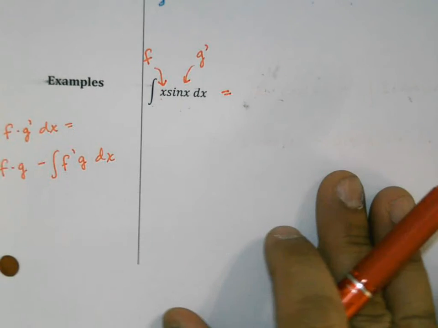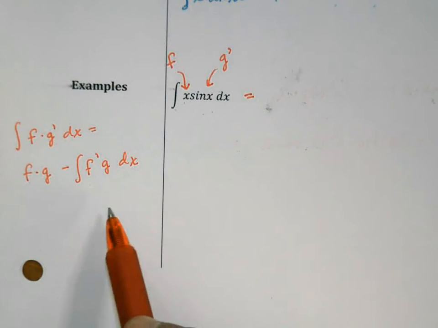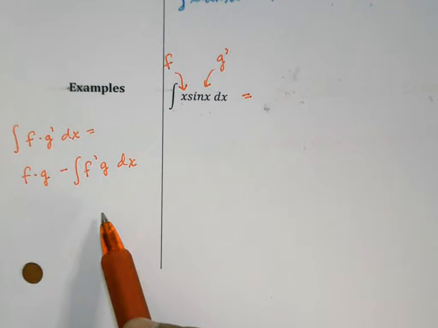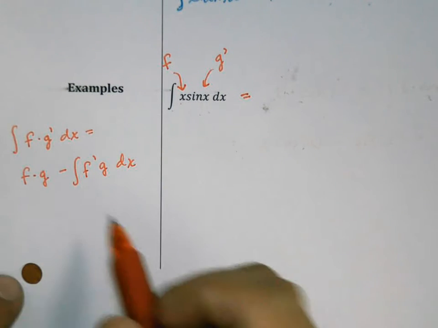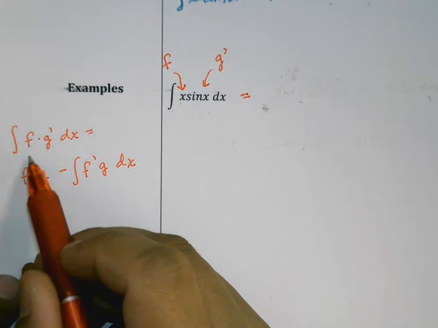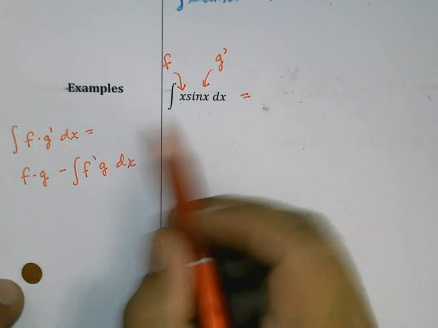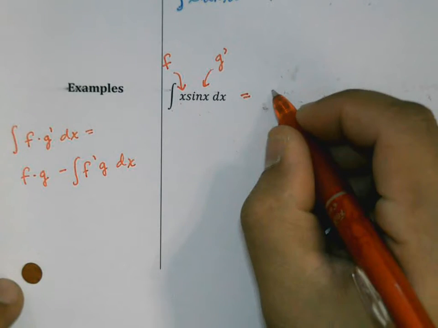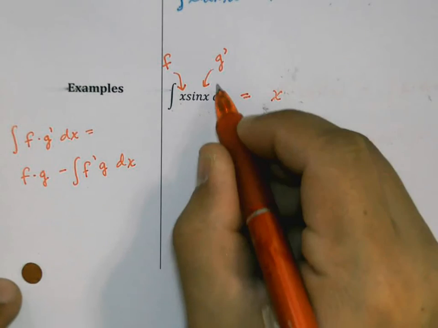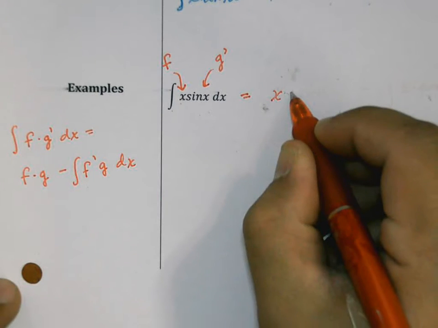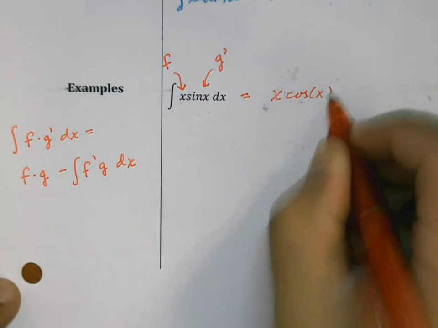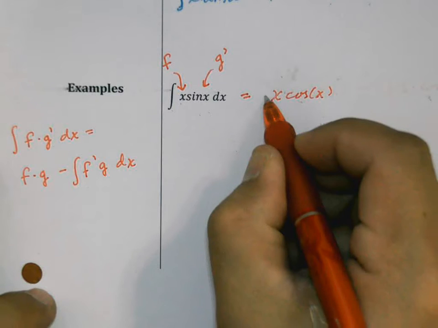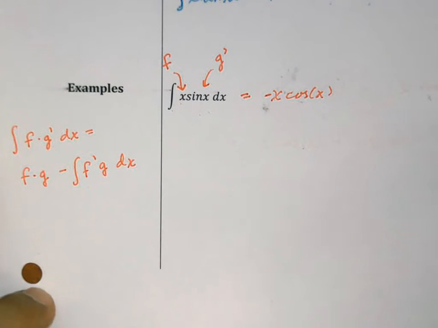And then I've written down here the rule for integration by parts, and this is really just the reverse of the product rule for derivatives. So the antiderivative of f times g prime, which is what we have here, is equal to f times g. So f here is x. G is the antiderivative of sine, which is negative cosine x.